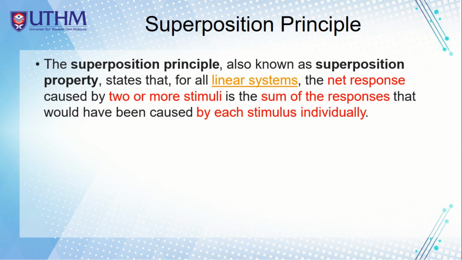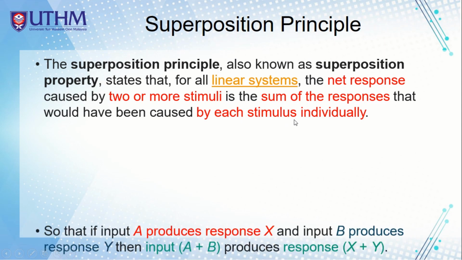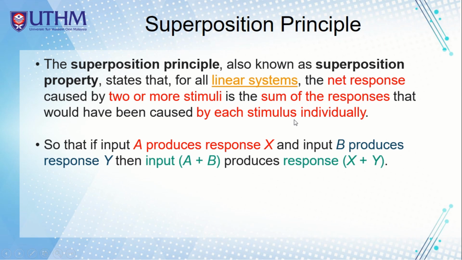The superposition principle, also known as the superposition property, states that for all linear systems, the net response caused by two or more stimuli is the sum of the responses that would have been caused by each stimulus individually. In simple terms, if input A produces response X and input B produces response Y, then input A plus B will produce response X plus Y.